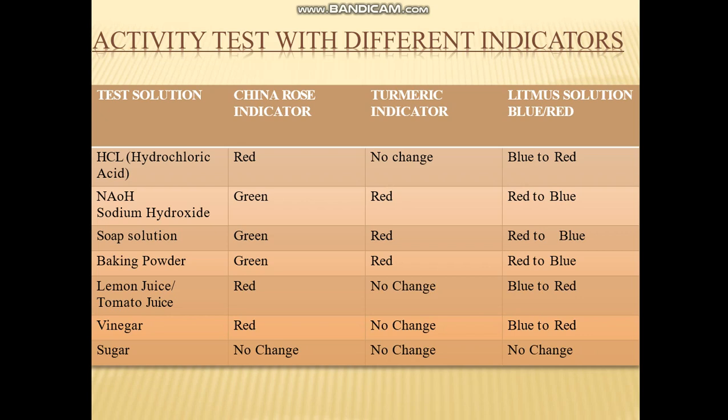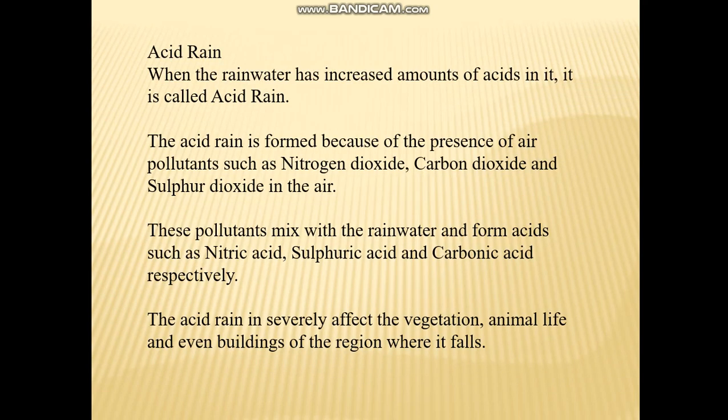For example, if you take vinegar, the China rose indicator shows red, turmeric no change, and litmus paper goes from blue to red. Blue color changes into red.